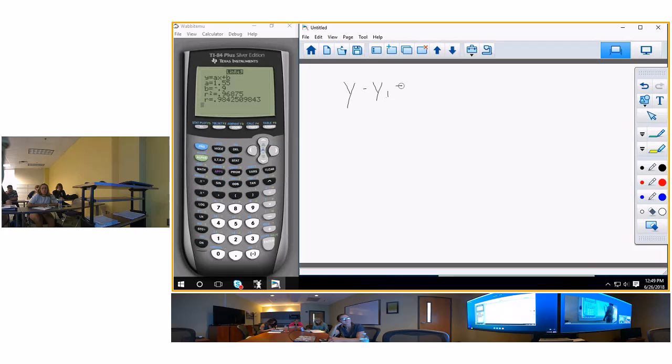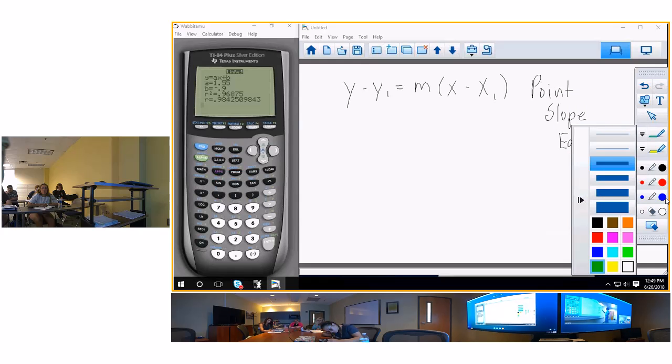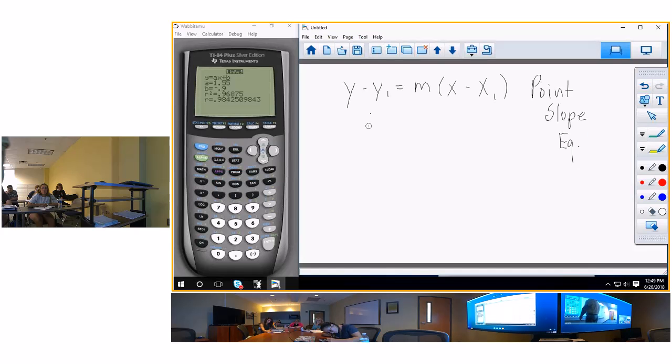Y minus y sub 1 is equal to m times x minus x sub 1. That's called the point-slope equation. Y'all should remember some of this. Okay? The point-slope equation, when you solve for y. Let me go here. If you solve this, you get y is equal to mx plus what? b.